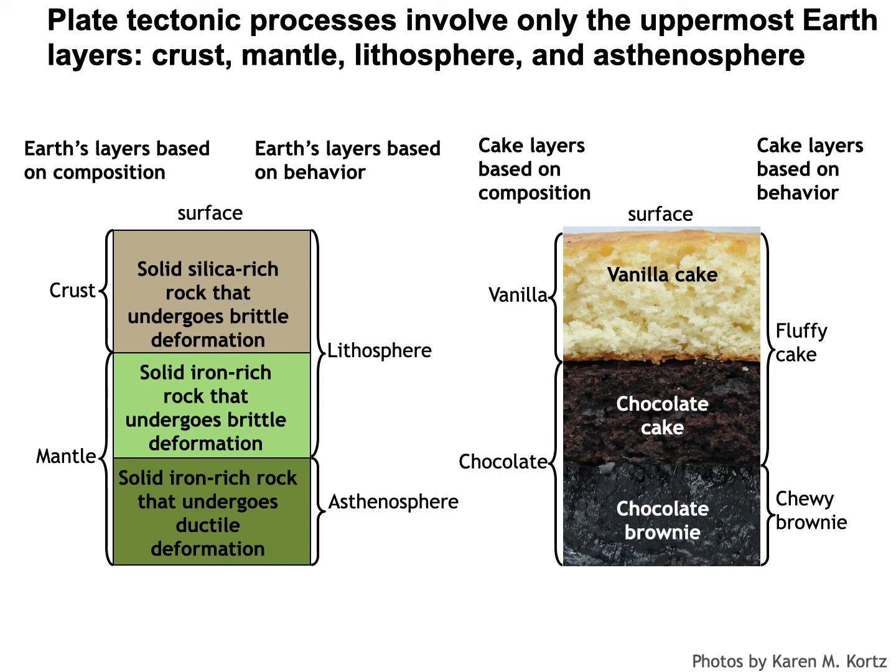The vanilla cake and the chocolate cake have the same kind of behavior. They're both fluffy cake. That's like the crust and the uppermost layer of mantle below it. They're both brittle in their behavior. The two chocolate layers have the same composition but different behaviors. One on top is fluffy cake and the one below it's chewy brownie. Similar to the upper part of the mantle is brittle, but the next layer of mantle down is ductile.